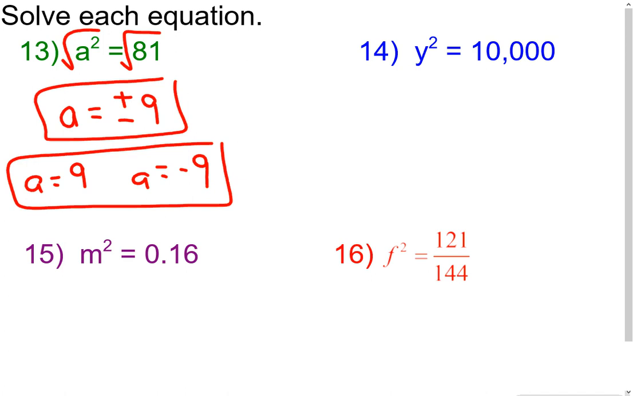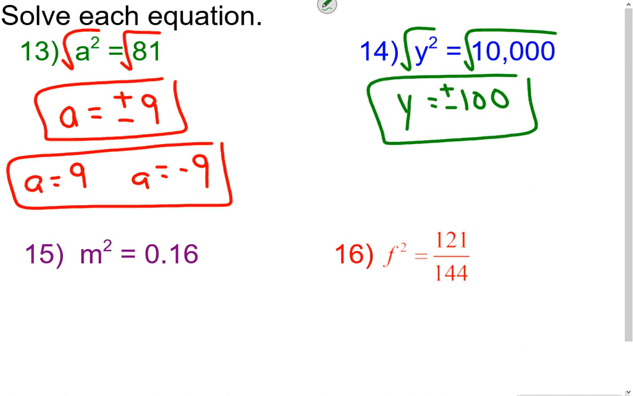Now I'll come over here to my next one. y squared equals 10,000. So square root of both sides, y equals, well, the square root of 10,000 is 100. You could check that. 100 times 100, yeah, that equals 10,000. Now don't forget, it could be positive, but it could also be negative. There's our solution. Now if you wanted to rewrite it as the two little solutions, y equals 100 and y equals negative 100, you may.